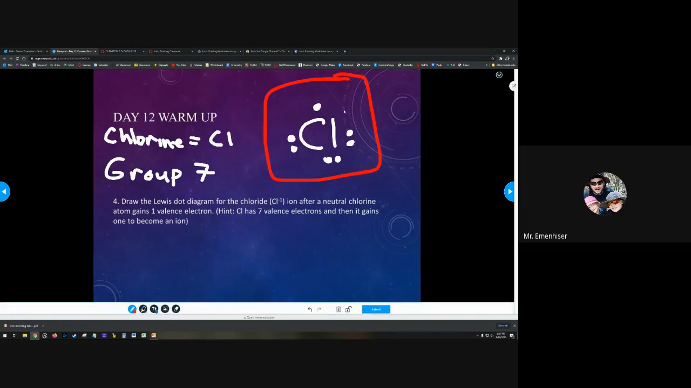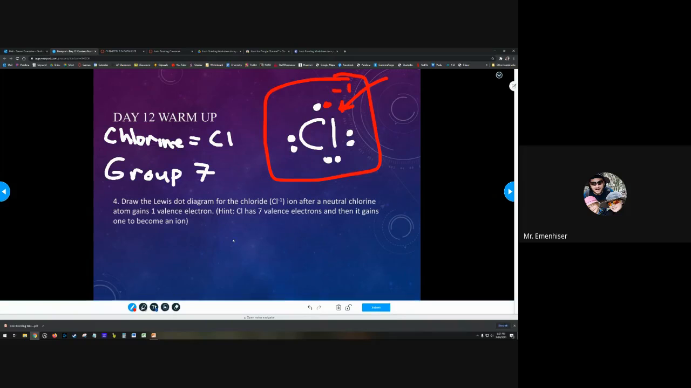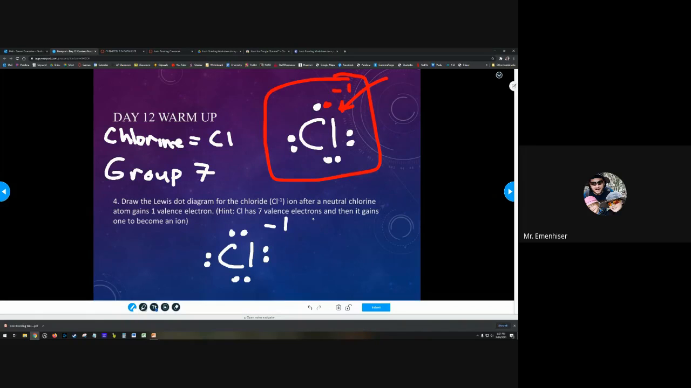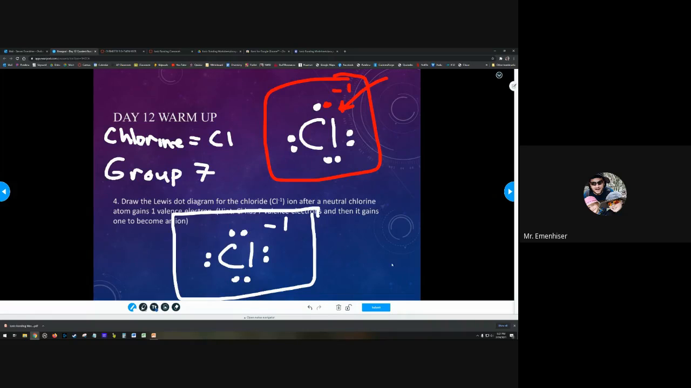And so what we're going to do is we're going to gain an electron, which means we're going to have a dot here. And then we're going to have a -1 charge. So let's write that down here nice and neat. Cl with 4 pairs of electrons. We want a full octet. Remember, the octet rule is the rule that tells us that elements want 8 electrons in the outer shell when they become ions and when they form compounds. So there's our Lewis dot diagram for chlorine.